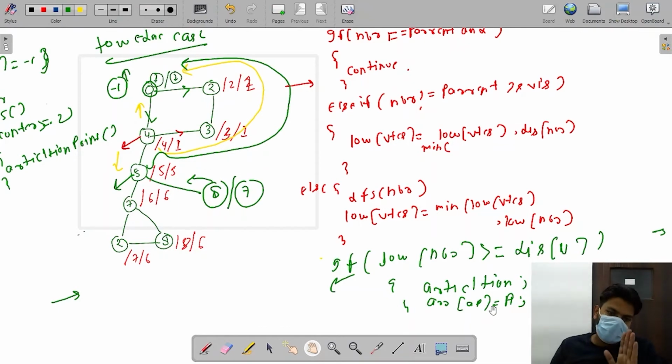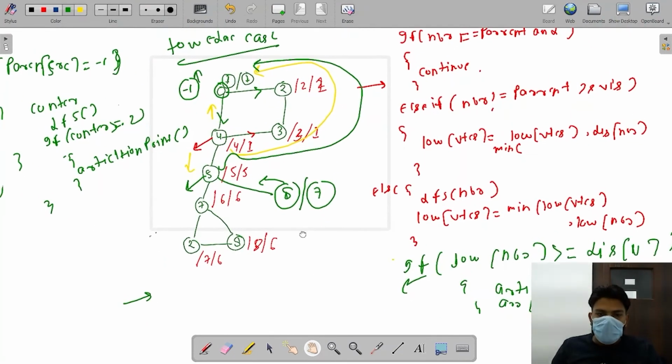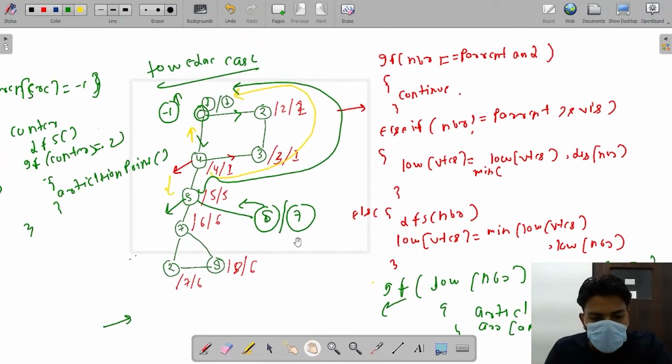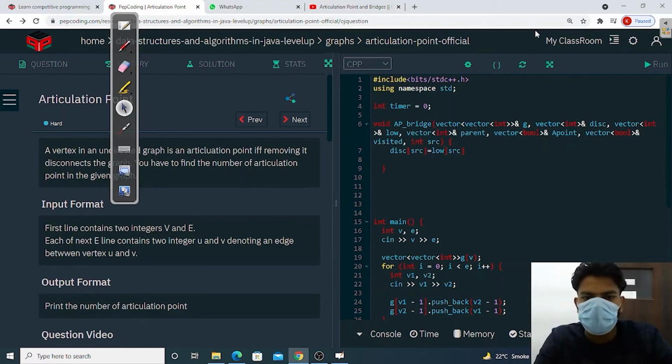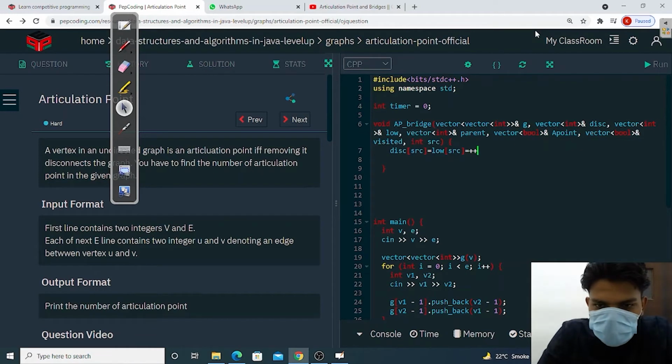Okay. Clear? So I'm going to tell you how to code. Now we just have to go and code it. I'm going to code this problem so you can understand easily what I'm doing here. So we take disc of src equal to low of src, equal to timer plus plus. Why we are taking timer plus plus, I'm explaining here.